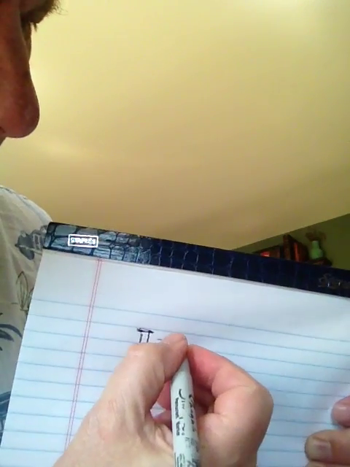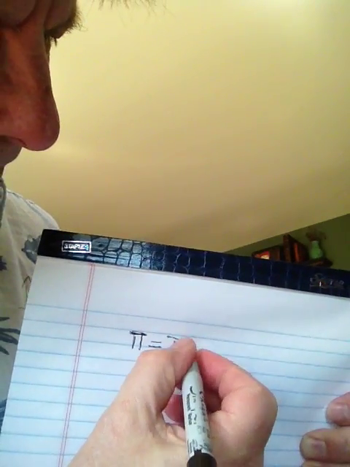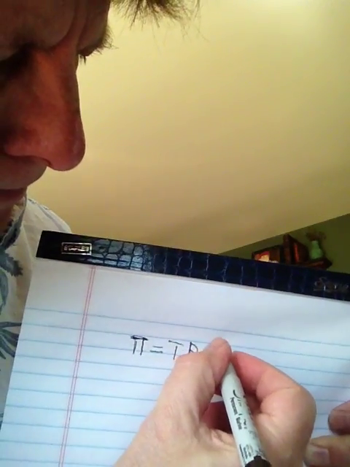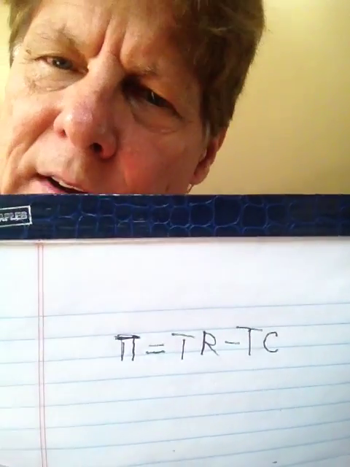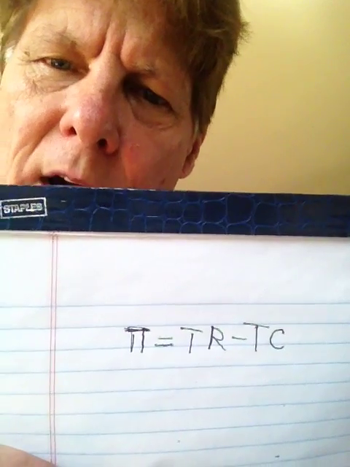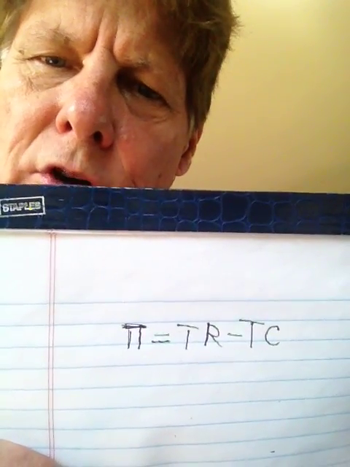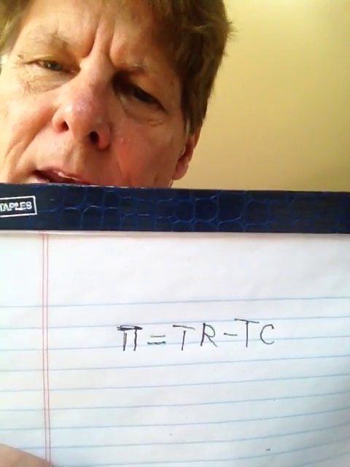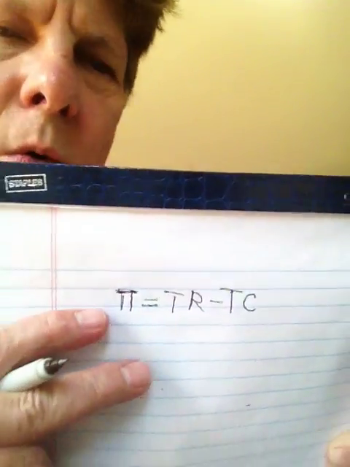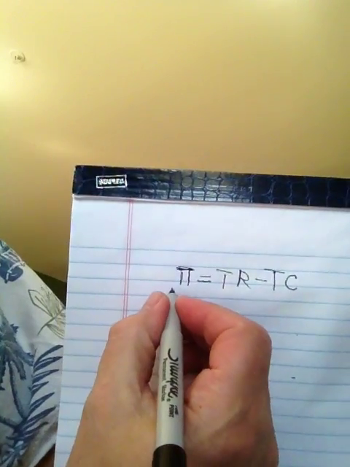Now, profits are equal to total revenue minus total cost. It's probably obvious to you. I apologize if I've insulted your intelligence. Profits are equal to total revenue minus total cost. Now, the firm, of course, wants to maximize profits.